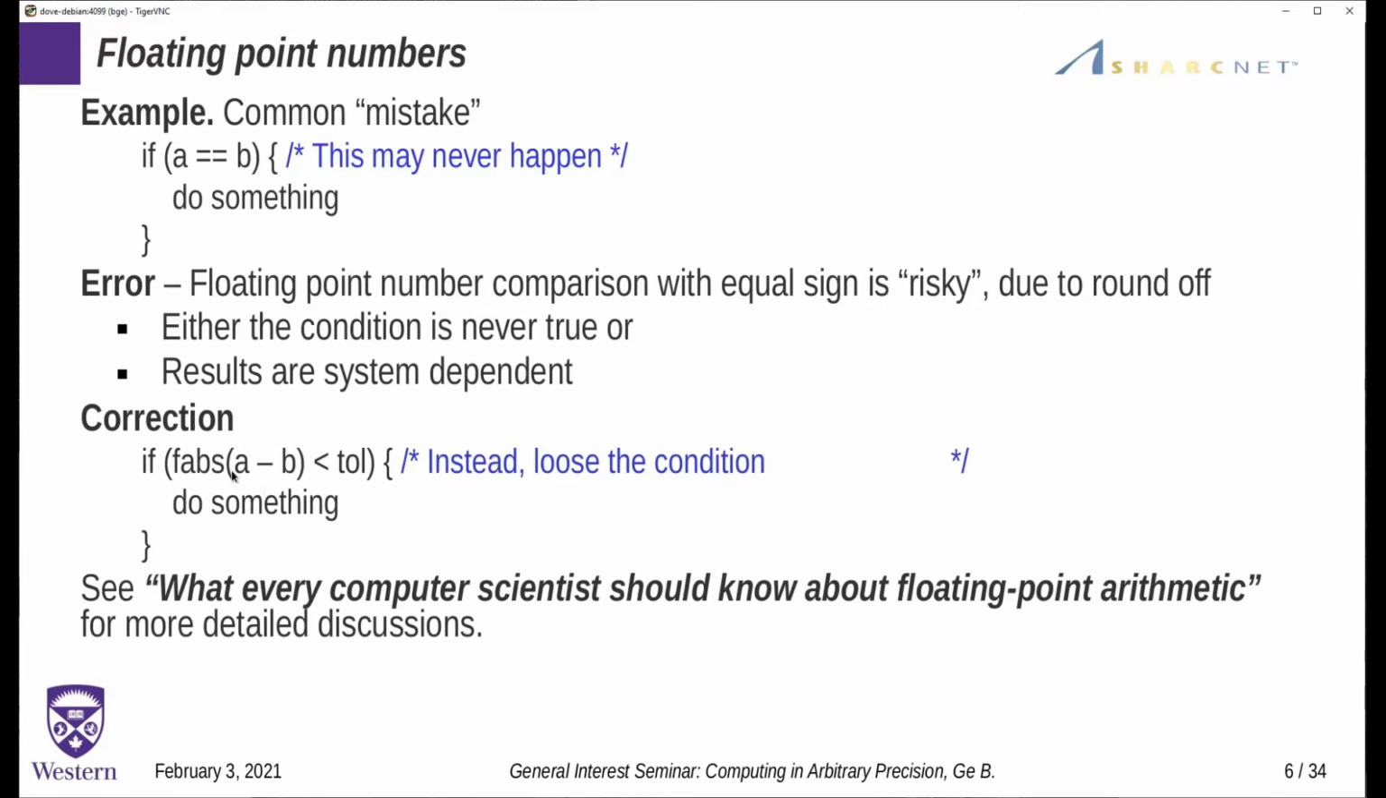So the correct way of doing this would be, instead of comparing whether A is equal to B, you test whether the difference between A and B is within a given tolerance that you define. For example, if the difference between A and B is less than 10 to the power of -6, then you will treat A and B as effectively equal, and then you can continue. This way, you can ensure that the accuracy in your computation is met.